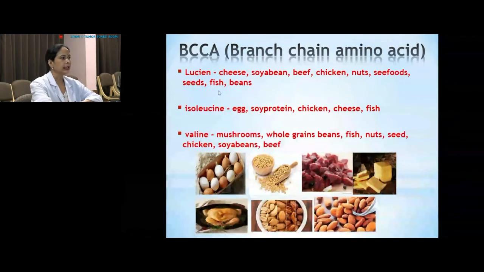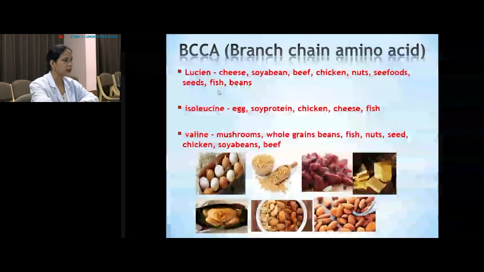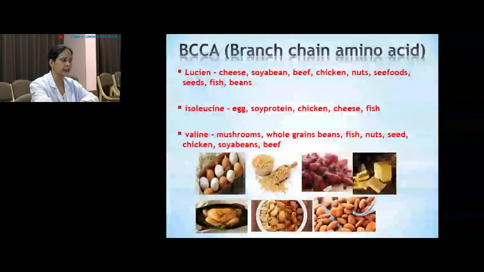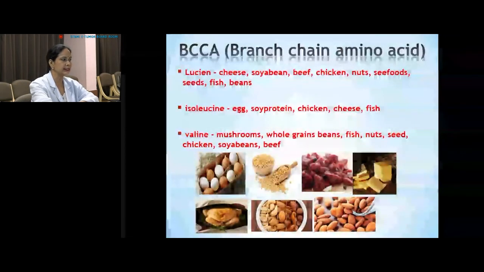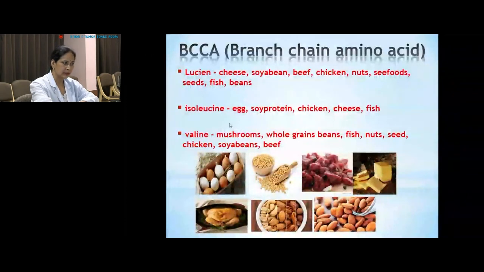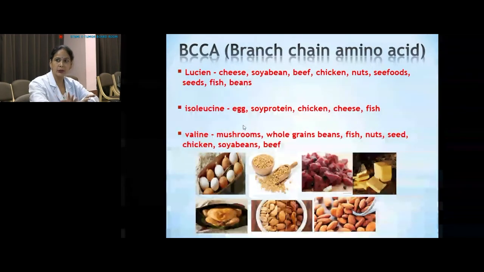Isoleucine comes from egg, soy protein, chicken, cheese, fish. Valine, in mushroom, whole grains, bean, fish, nuts, seeds, chicken, soybean, beef again. So this is the high biological value protein which contains more branch chain amino acid, so it needs to be considered while planning for the protein. You need not restrict the protein every time, even in HE.